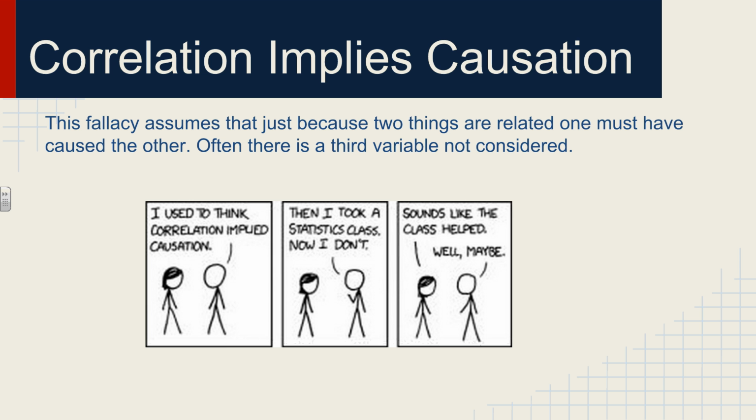There's oftentimes a third variable that no one is considering, and here we have a little cartoon, and he says, "I used to think correlation implied causation. Then I took a statistics class, now I don't." And she said, "Sounds like the class helped." And he says, "Well, maybe." See, he realizes that correlation does not necessarily imply causation, so he can't really say that the statistics class helped him realize that correlation implied causation.